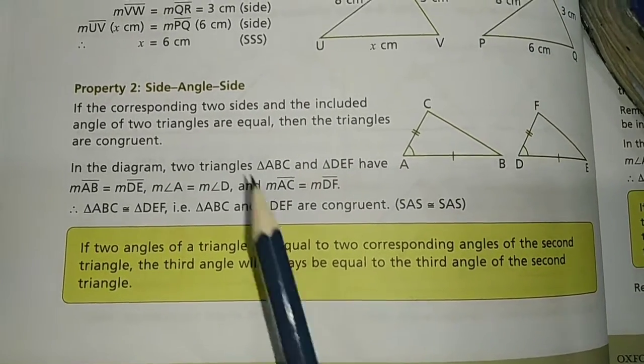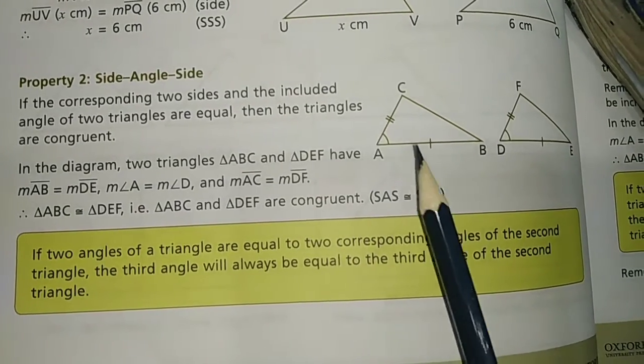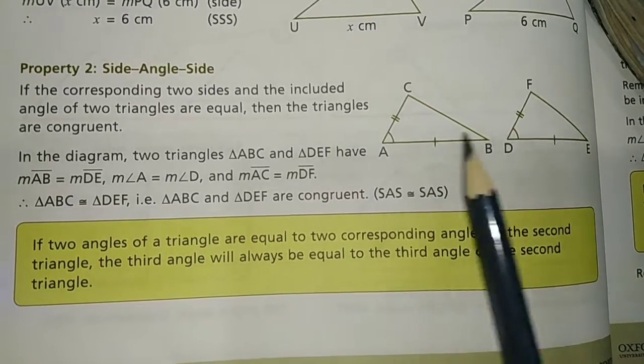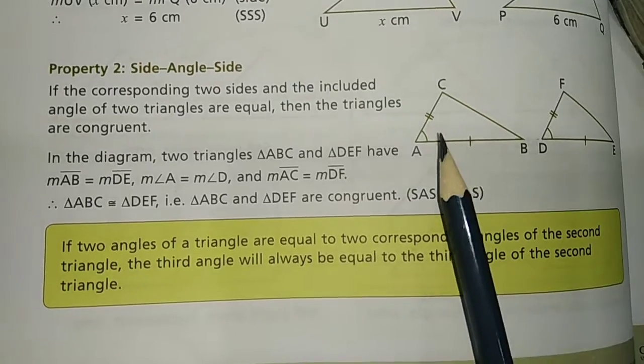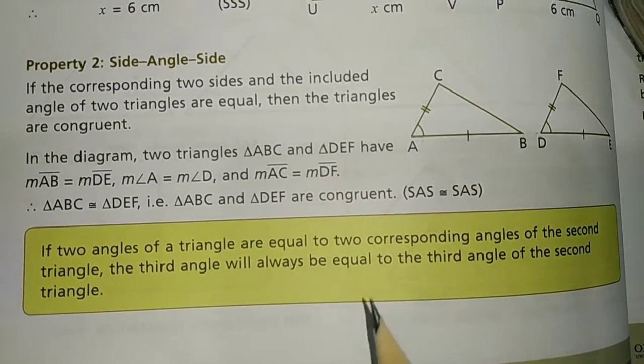The next property is side angle side. If the corresponding two sides and the included angle of two triangles are equal, this is a condition that the angle is included between the sides. If two sides and the included angle of two triangles are equal, then the triangles are congruent.